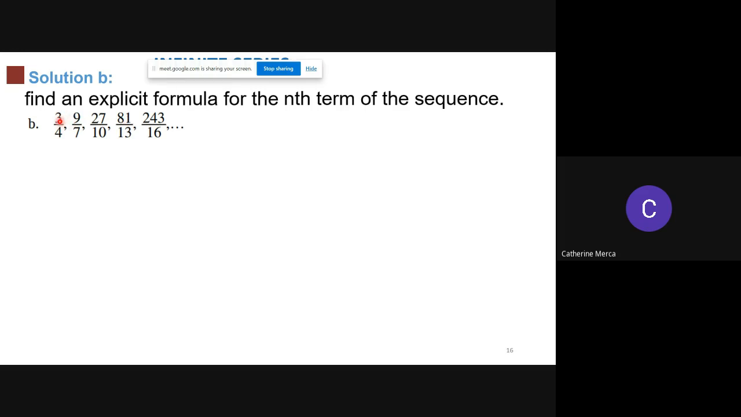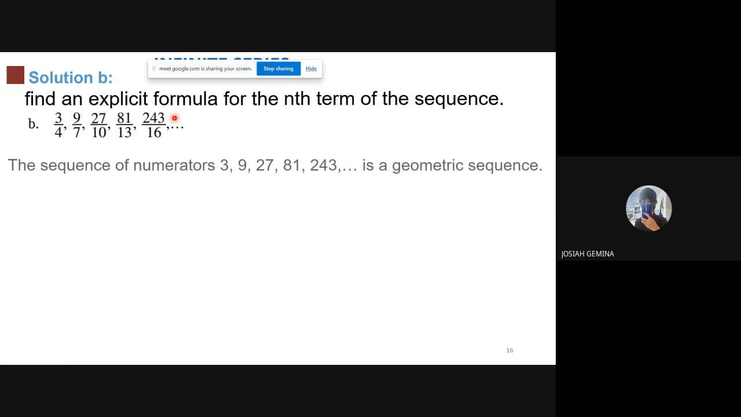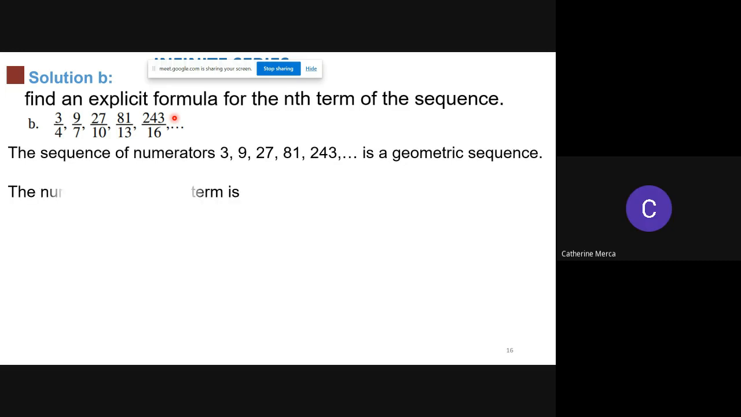So, makita na ninyo ang sa taas. Unsa man ang sa taas? Kasi formula na inyong ma-derive sa taas. 3 to the... yeah, geometric sequence. So, the numerator of the nth term is 3 to the n. Correct? 3 to the n.